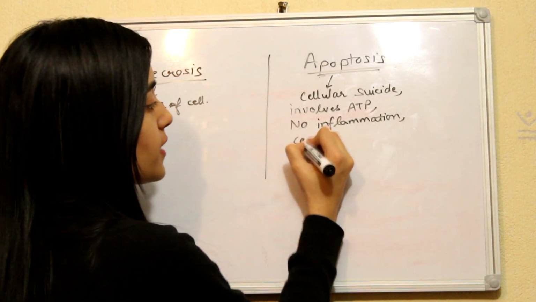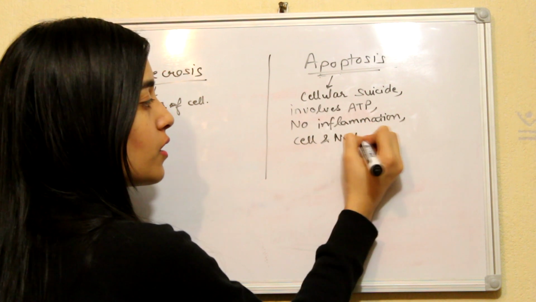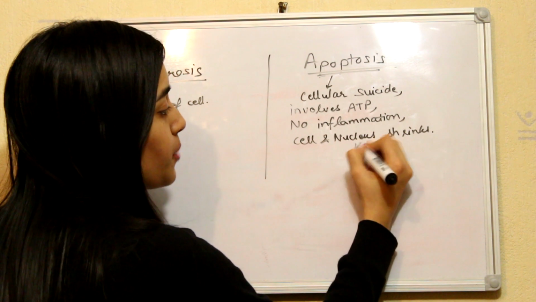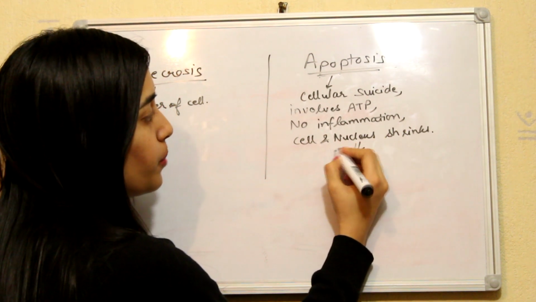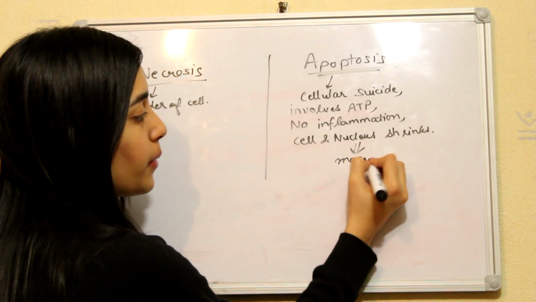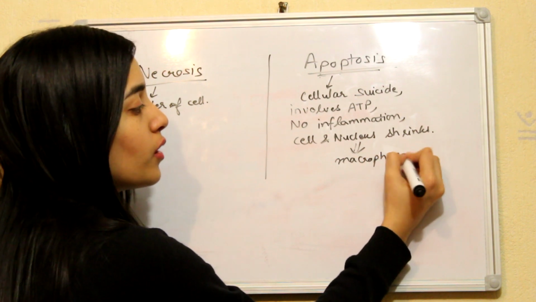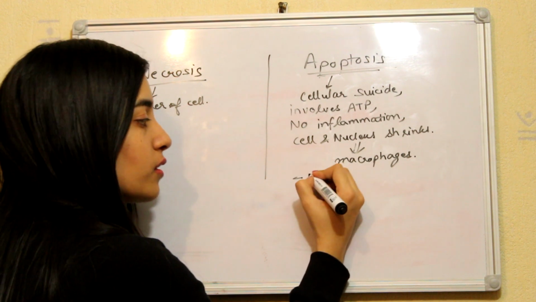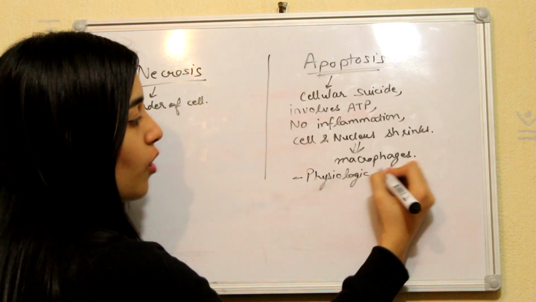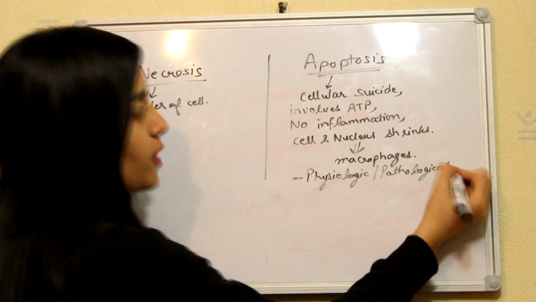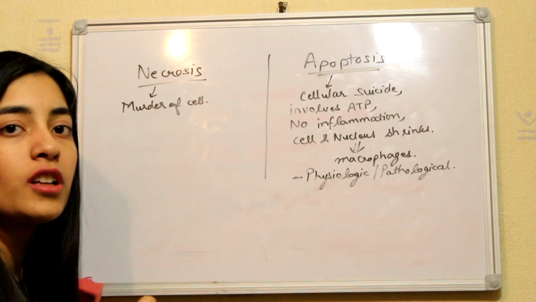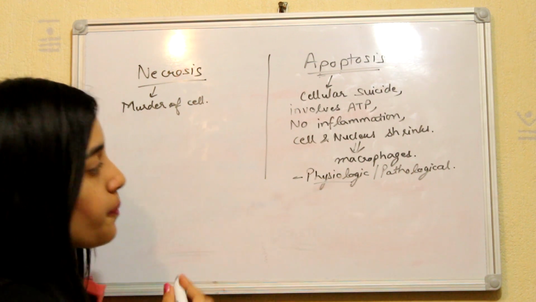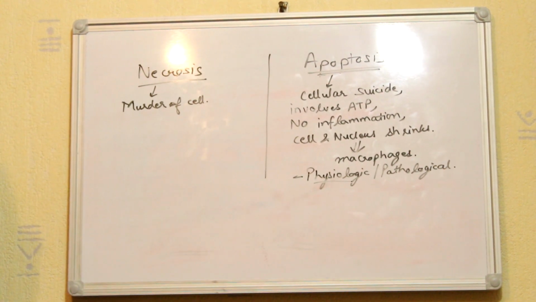In this, the cell and the nucleus become very small, that is, shrink, and these apoptotic bodies will be eaten by macrophages, that is, removed from the body by macrophages. Now, it can be physiological or pathological, both. An example is endometrial shedding in the menstrual cycle, so it is physiological. Now, how does this apoptosis occur?